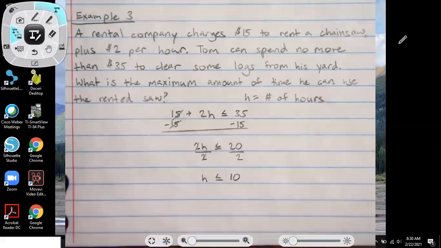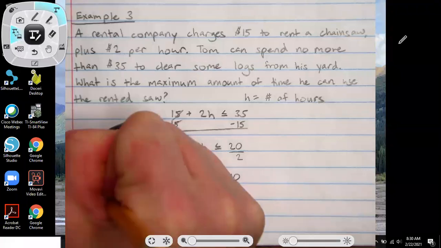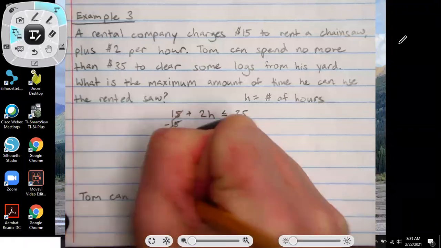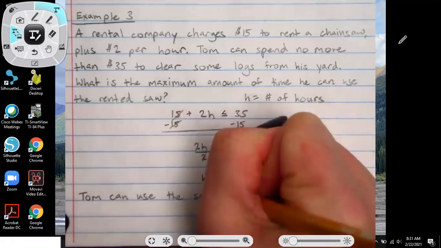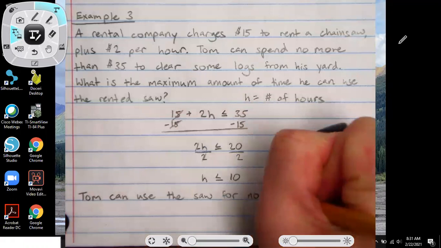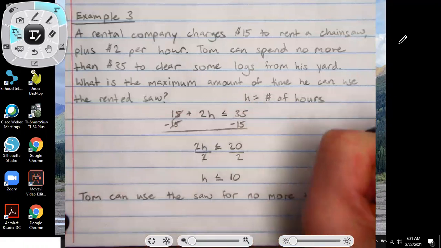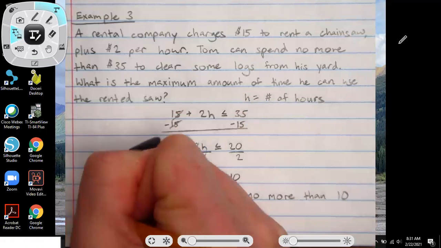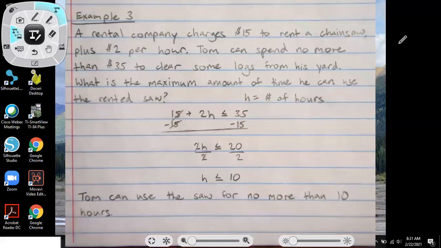So what this tells us is Tom can use the rented saw for no more than 10 hours. He can use it for less than 10 hours. He can use it for exactly 10 hours. But if he goes over 10 hours, then he's going to go over his $35 limit. So there's our answer. Tom can use the saw for no more than 10 hours.